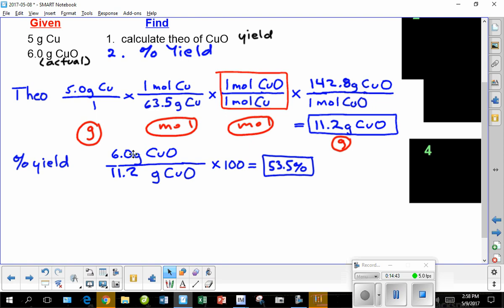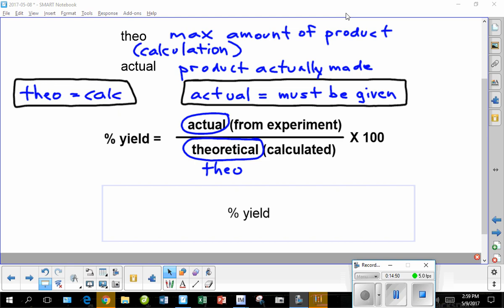And this is how it works all the time. This is something that we did in the do now. The percent yield is actual over theoretical times 100. So when you think percent yield, always think that theoretical is coming from the calculation and that actual is something that they will give us as part of the experiment. And that's how it works.